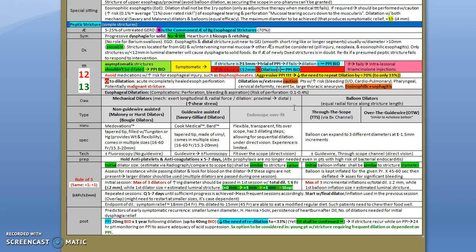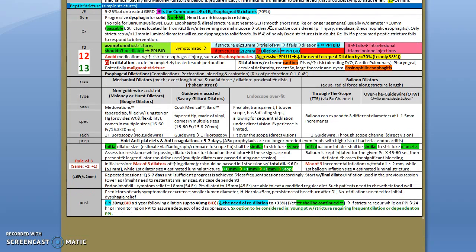The other dilators are the balloon dilators, which have an equal radial force along the stricture length, and they are actually preferred for the longer strictures. There are two types. The TTS, which goes through the biopsy channel of the scope, and the other type is the over the guide wire. The balloons can expand to 3 different diameters, up to 1 or 1.5 millimeter increments. Actually, you need to be aware that these patients need to be off antiplatelets prior to the procedure.